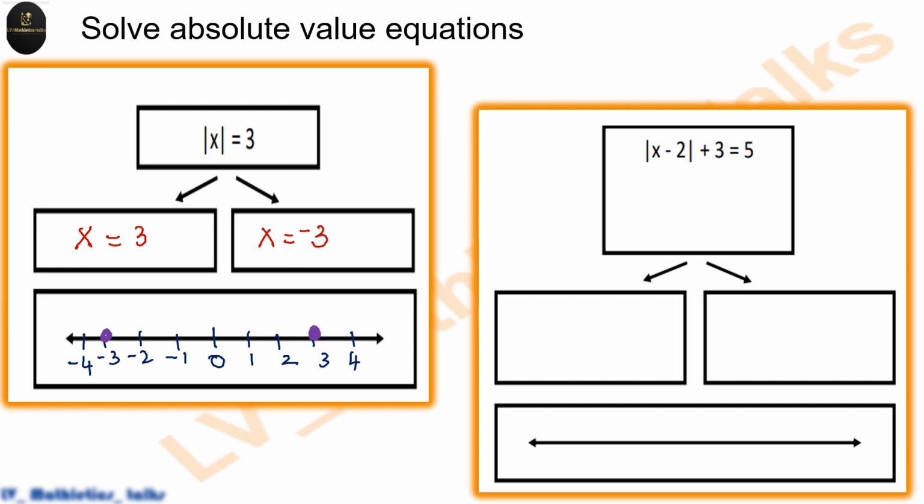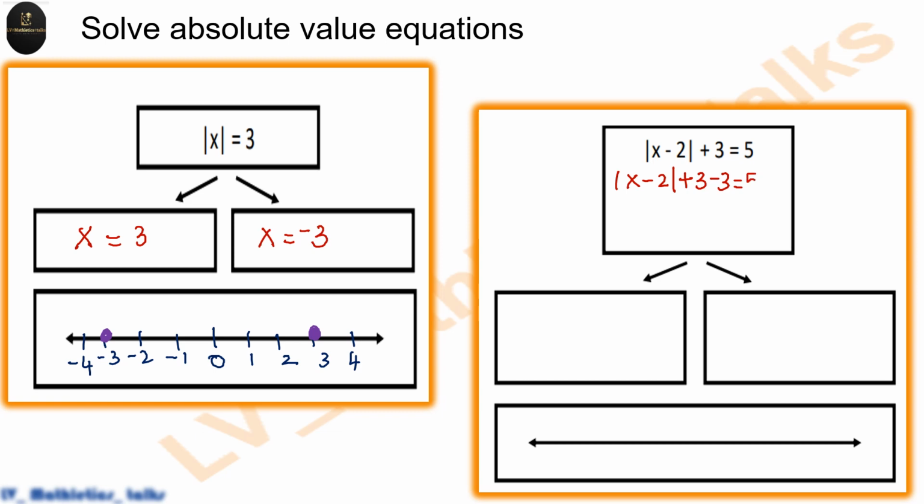Let's try the second question. Here we see that on the left hand side, the absolute value is not isolated. There is a plus 3 also. We need to eliminate this positive 3 from the left hand side. So our first step will be to isolate the absolute value term on the left hand side. So I can write it as |x minus 2| plus 3 minus 3, because I have to eliminate this 3 on the left side.